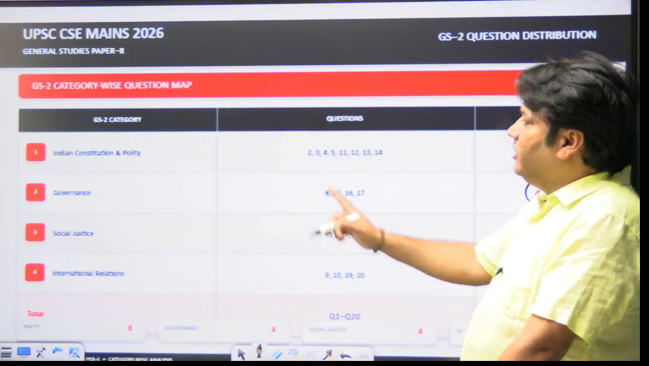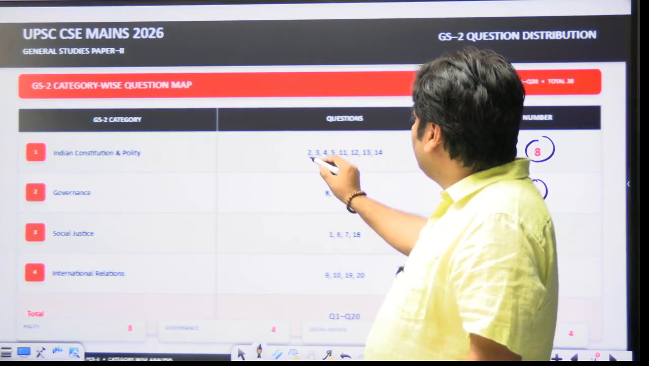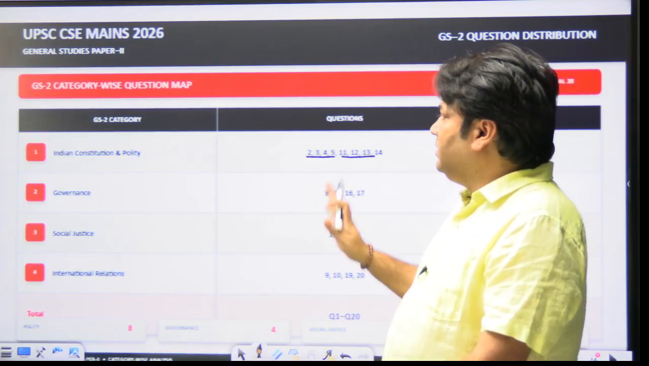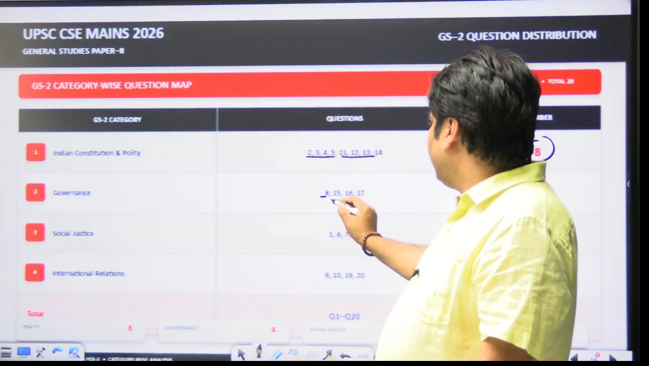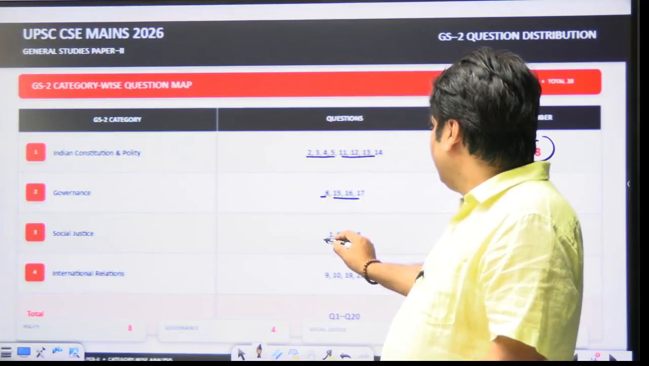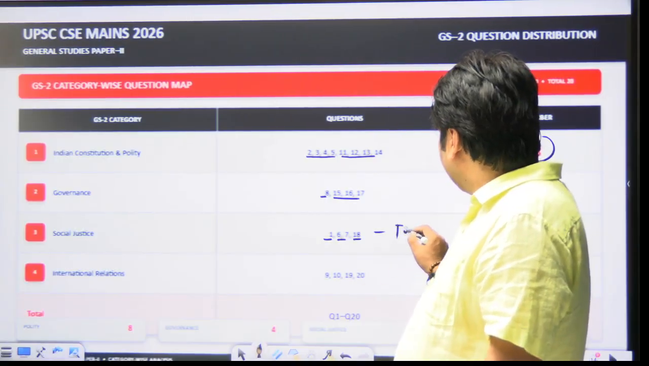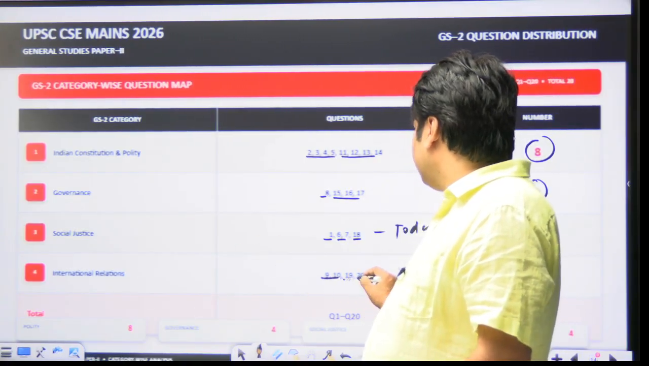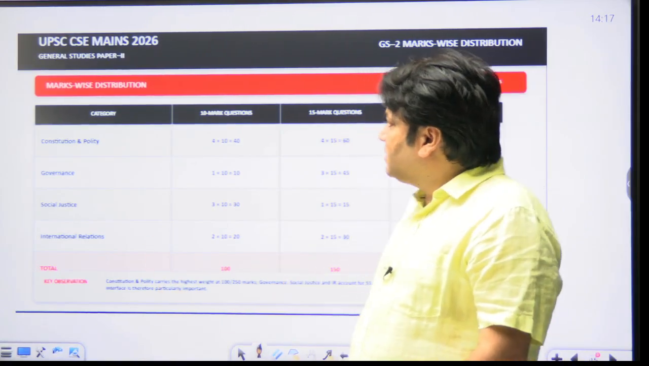So here, Indian Constitution and Polity, again you can mark on your paper that question number 2, 3, 4, 5 and question number 11, 12, 13, 14. These are Indian Constitution and Polity questions. Governance, question number 8 and question number 15, 16, 17. Social justice, question number 1, question number 6, 7 and question number 18 that we are going to discuss today. And IR, question number 9, 10 and question number 19, 20. So these are the questions.